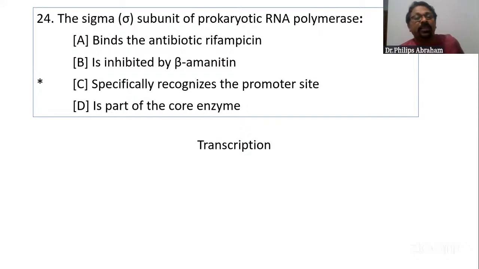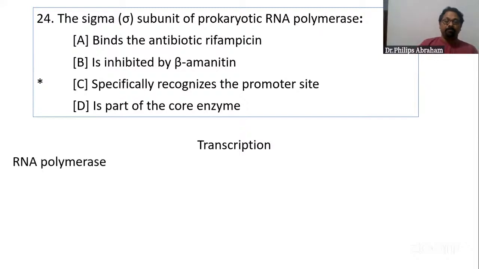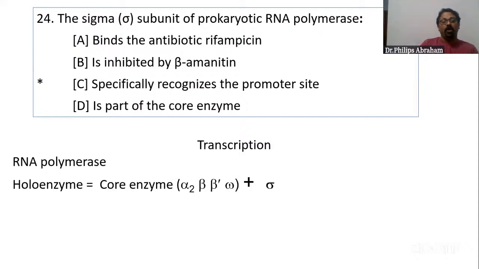Another one, sigma subunit of prokaryotic RNA polymerase. This is a question about transcription. For transcription, we need a major enzyme called RNA polymerase enzyme. That you should know. Then RNA polymerase has 5 units. Okay, I'll put it this way: 2 alpha, 1 beta, beta dash, omega. These 5 units together form the core enzyme and help in the elongation part of our RNA synthesis. It has an extra one called sigma subunit.